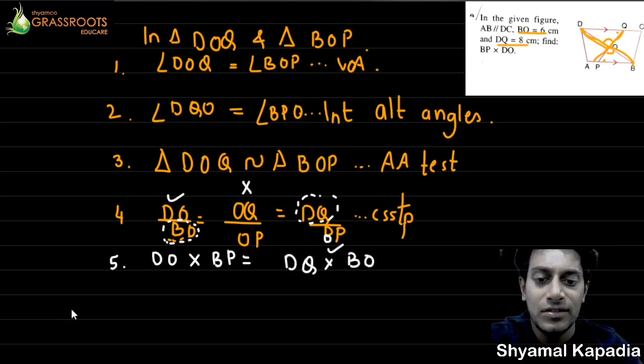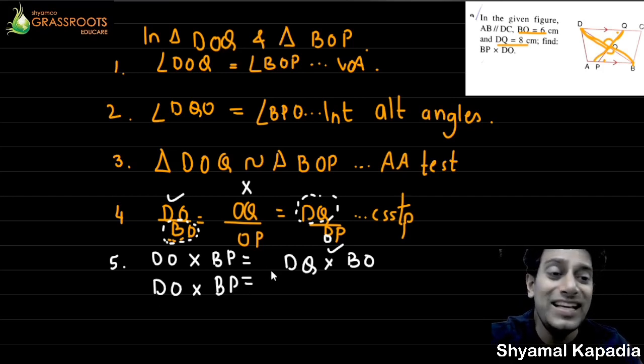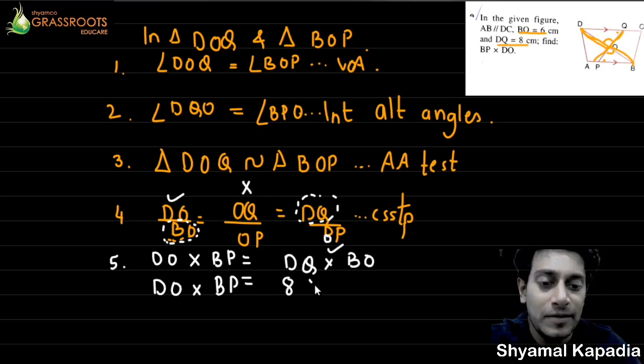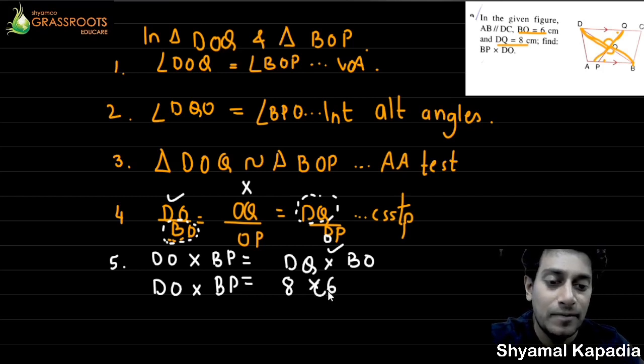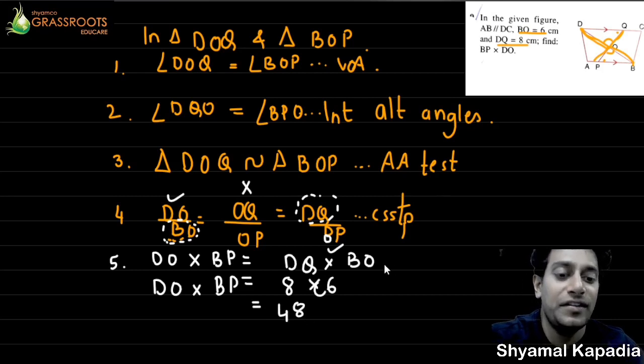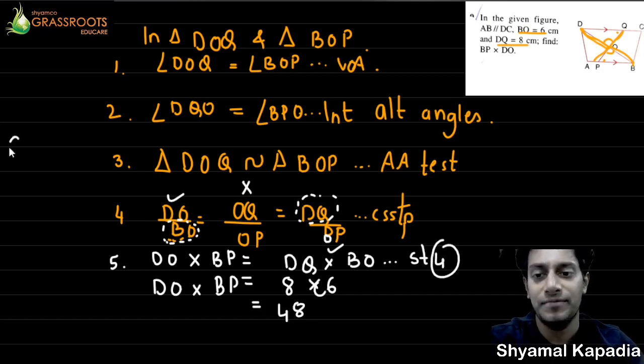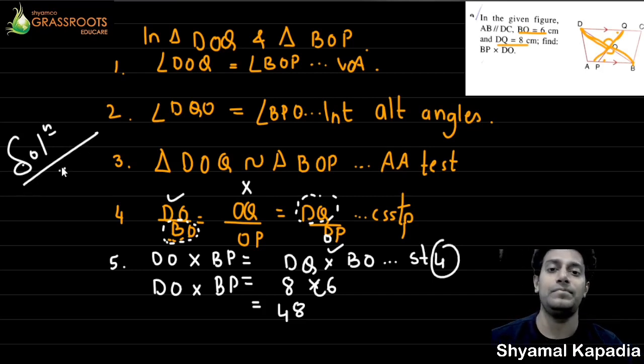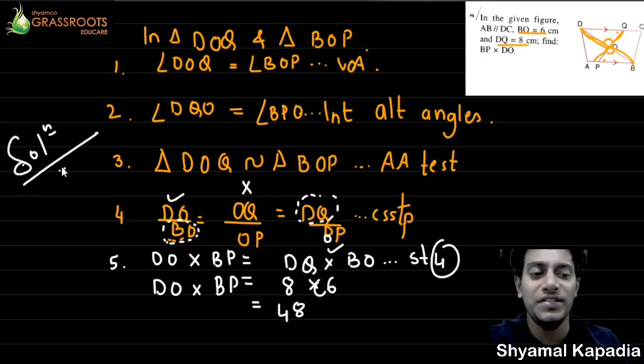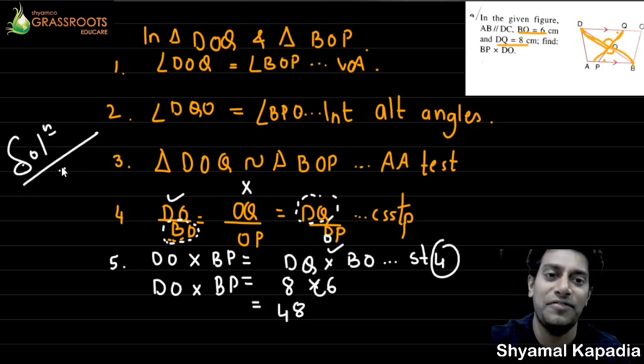Right? So statement number 4. DO into BP, DQ is given as 8 and BO is given as 6. So your answer is going to be 8 sixes are 48, and this is your statement number 4. So this is the solution of the question. Fine, so all of you will just go through these sums. We'll go with the next set of questions after this.